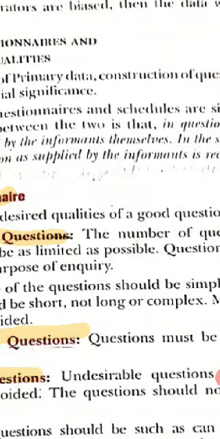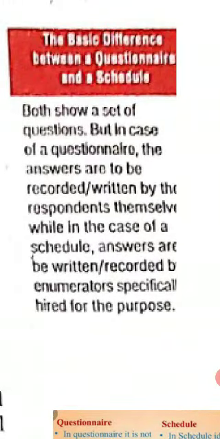So now there is one more word used. What are questionnaire and schedules? What is the basic difference between questionnaire and schedules? There is not much difference. Questionnaires are answered or filled by the respondents by themselves, but in schedules, answers are written or recorded by the enumerators. Who are enumerators? Enumerators are the persons hired for the purpose of census or survey.